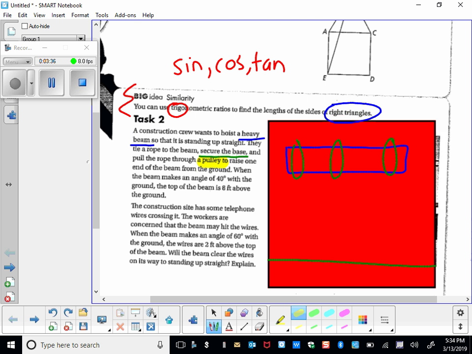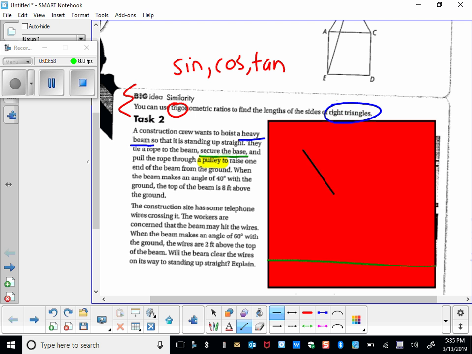So the next sentence: when a beam makes an angle of 40 degrees with the ground, the top of the beam is 8 feet above the ground. That again is a lot of information. So let's break that down. When the beam makes an angle of 40 degrees with the ground.